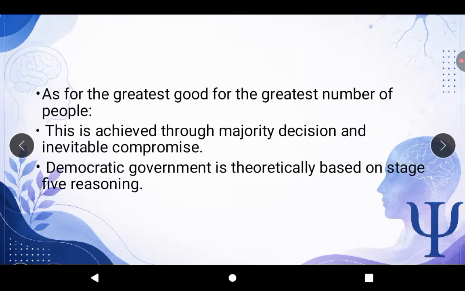Okay, so you must also understand that the greatest good for the greatest number of people is achieved through majority decision and inevitable compromise. I'll give an example of a democratic government. This is theoretically based on stage 5 reasoning. Okay, stage 5 reasoning, that is the stage for laws and rules.